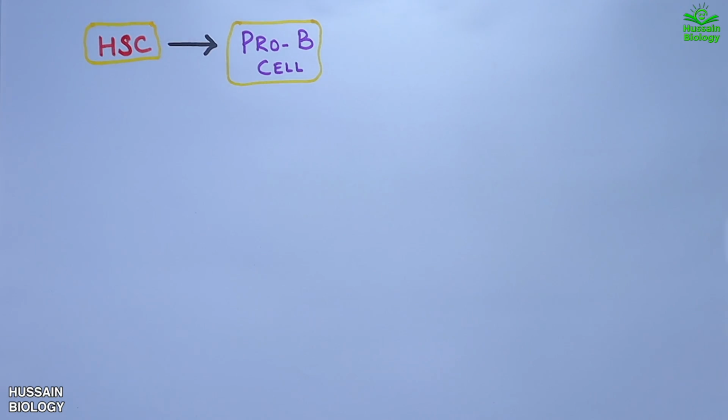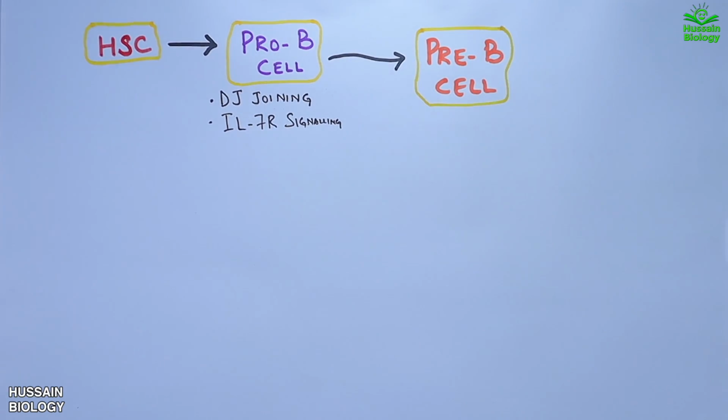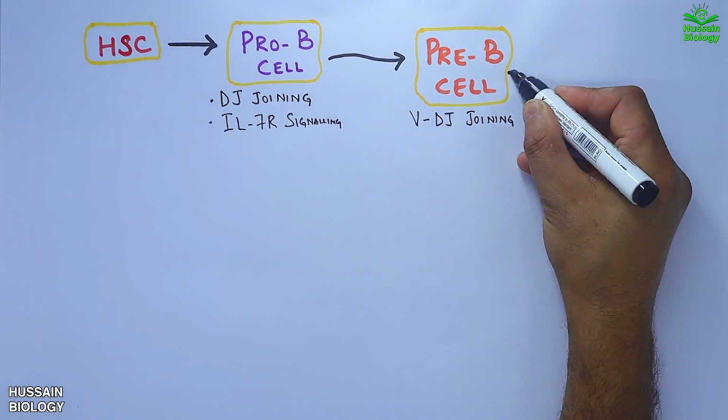Now let's see the whole mechanism of this condition in a detailed manner. We see the development of B cell starts from HSC, that's hematopoietic stem cell. From here the cell differentiates into pro-B cell, where critical genetic rearrangement begins. This includes DJ joining of the heavy chain gene segments supported by IL-7 receptor signaling, which is essential for the cell survival and proliferation. Next step is the pro-B cell progresses to the pre-B cell stage, where we get the VDJ joining that completes the heavy chain rearrangement.